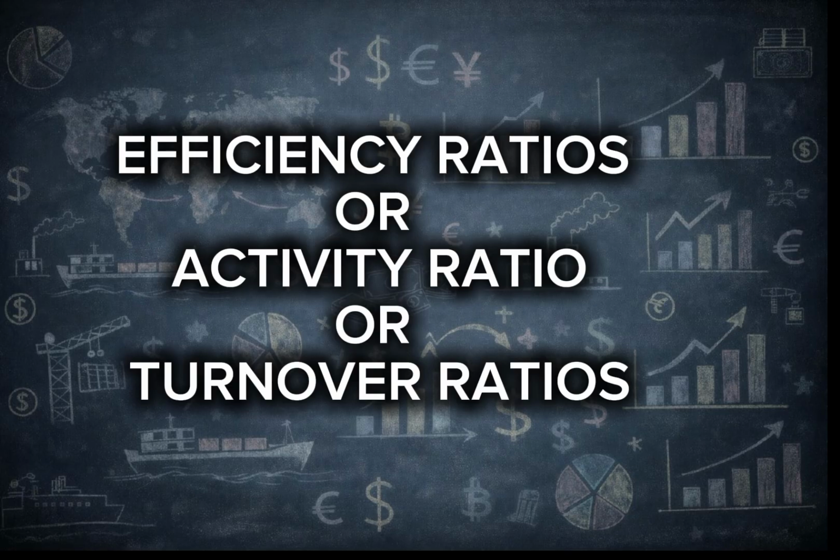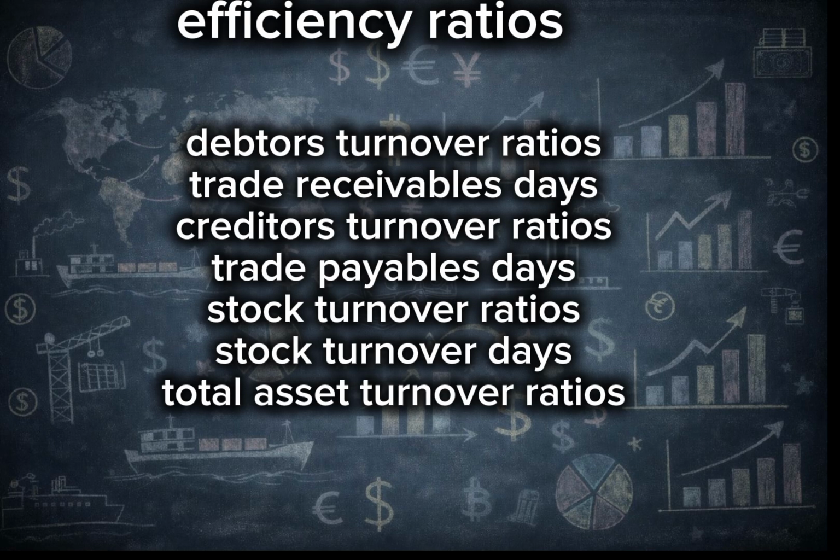Revenue. It is a measurement of the company's performance. It is also called activity ratio or turnover ratio because it monitors the number of times or days a company can convert its resources to cash. Some of these ratios include the debtors turnover ratio, the trade receivable days, the creditors turnover ratio, the trade payable days, the stock turnover ratio, the stock turnover days, and even the total assets turnover ratio.